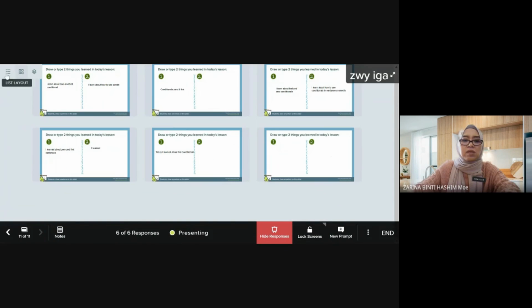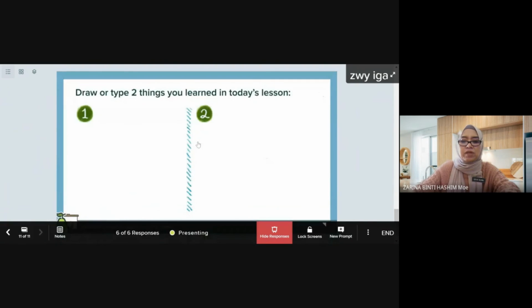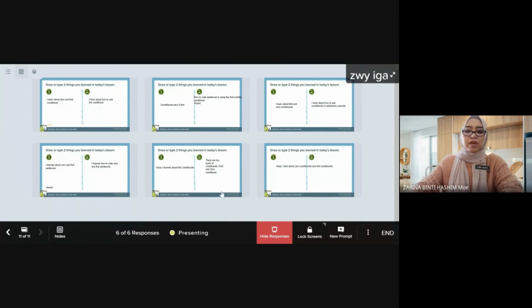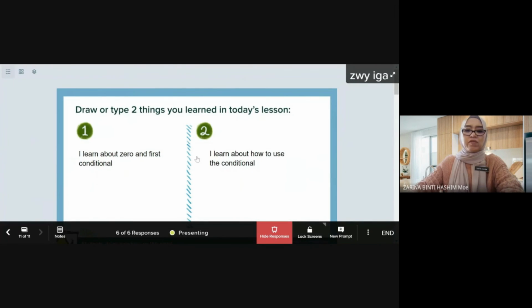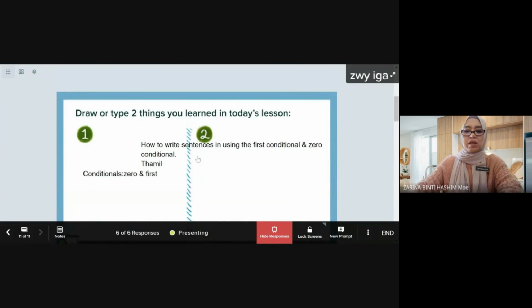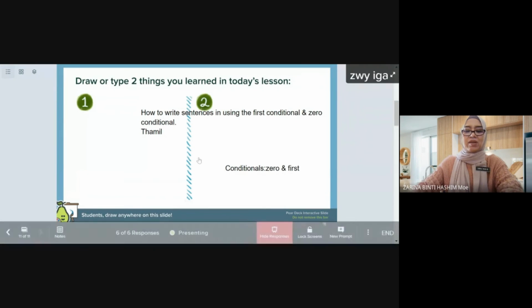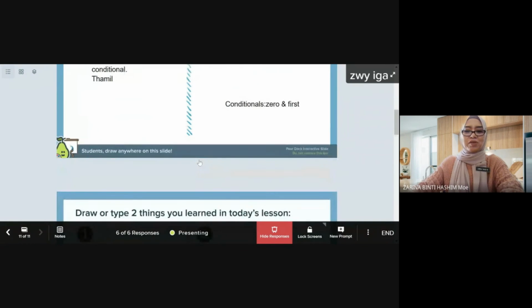Okay, so I think we have come to the end of our lesson for today. Yes, okay, all of you have managed to share your responses on what you have learned in today's lesson. Okay, I learned about zero. Okay, good. How to write sentences using first conditional and zero conditional. Okay, Tamil. Okay, you are trying to fit into the boxes.